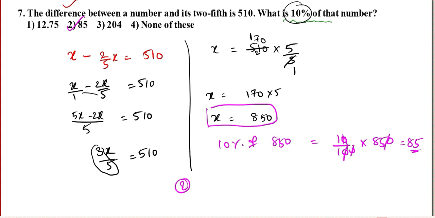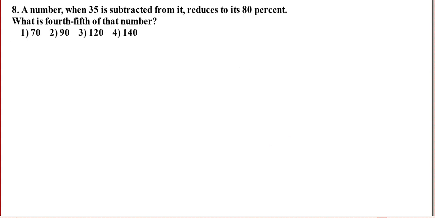Now let us go with the eighth one. A number, when 35 is subtracted from it, is reduced to its 80 percent. Then what is 4/5 of that number? Firstly, you should understand the question. If we subtract 35 from our required number, suppose that number is x, from the x, if I subtract 35, that gives you 80 percent of that number.